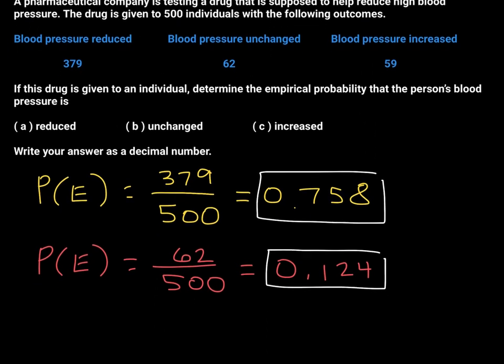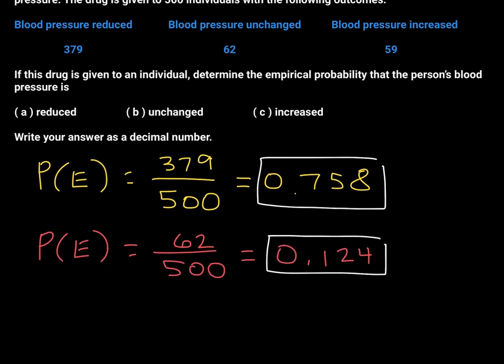All right, last one. P of E. This time, E, the event we're talking about, is your blood pressure actually increasing, which is horrible, right? You're trying to take a drug that lowers your high blood pressure, and you have an adverse reaction to it, right? The opposite ends up happening. This is very unfavorable. So anyway, 59 people are upset, really, right? Because their blood pressure ended up increasing.